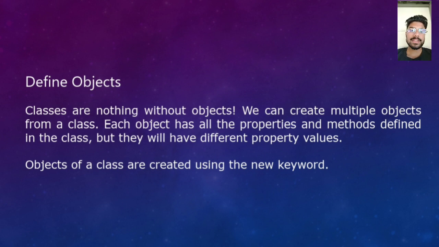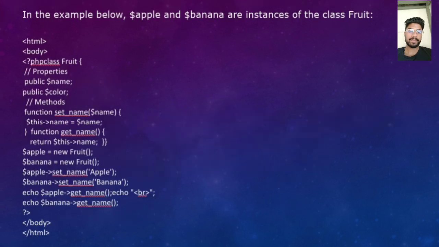Define objects. Classes are nothing without objects. We can create multiple objects from a class. Each object has all the properties and methods defined in the class, but they will have different property values. Objects of a class are created using the new keyword. Previously I said that an object is an instance of a class. In this example below, apple and banana are instances of the class Fruit. Here is the example. Just look.